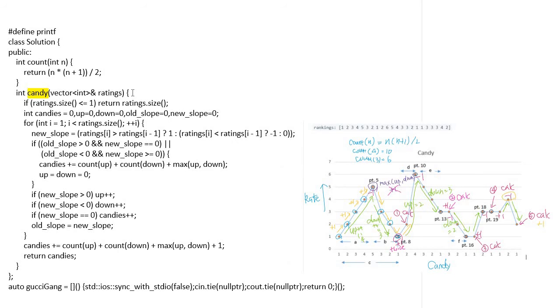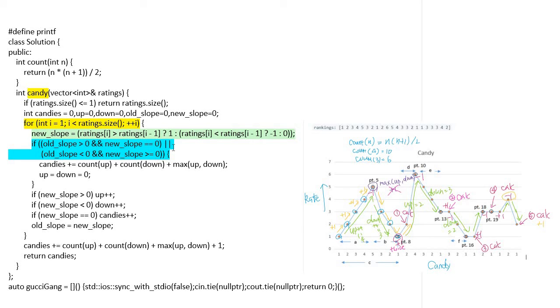Okay, let's see the candy function. There is a single for loop to iterate over the ratings array. This code is the slope decision. If the slope is climbing, which means ascending order, the new slope will be 1. But if the slope is in descending order, the new slope will be -1.